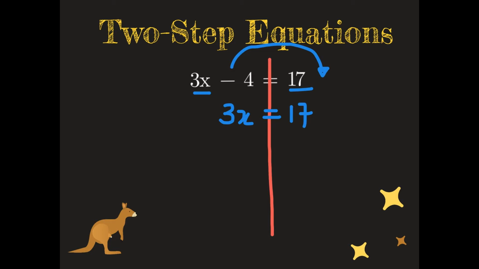When I move this negative 4 over to the other side, it's going to change its operation. If it was subtraction, over here it's going to become addition. So we're going to have 17 plus 4. Now we can add 17 plus 4. So this stays as is. It's going to be a 3x. 17 plus 4 is going to give us 21.